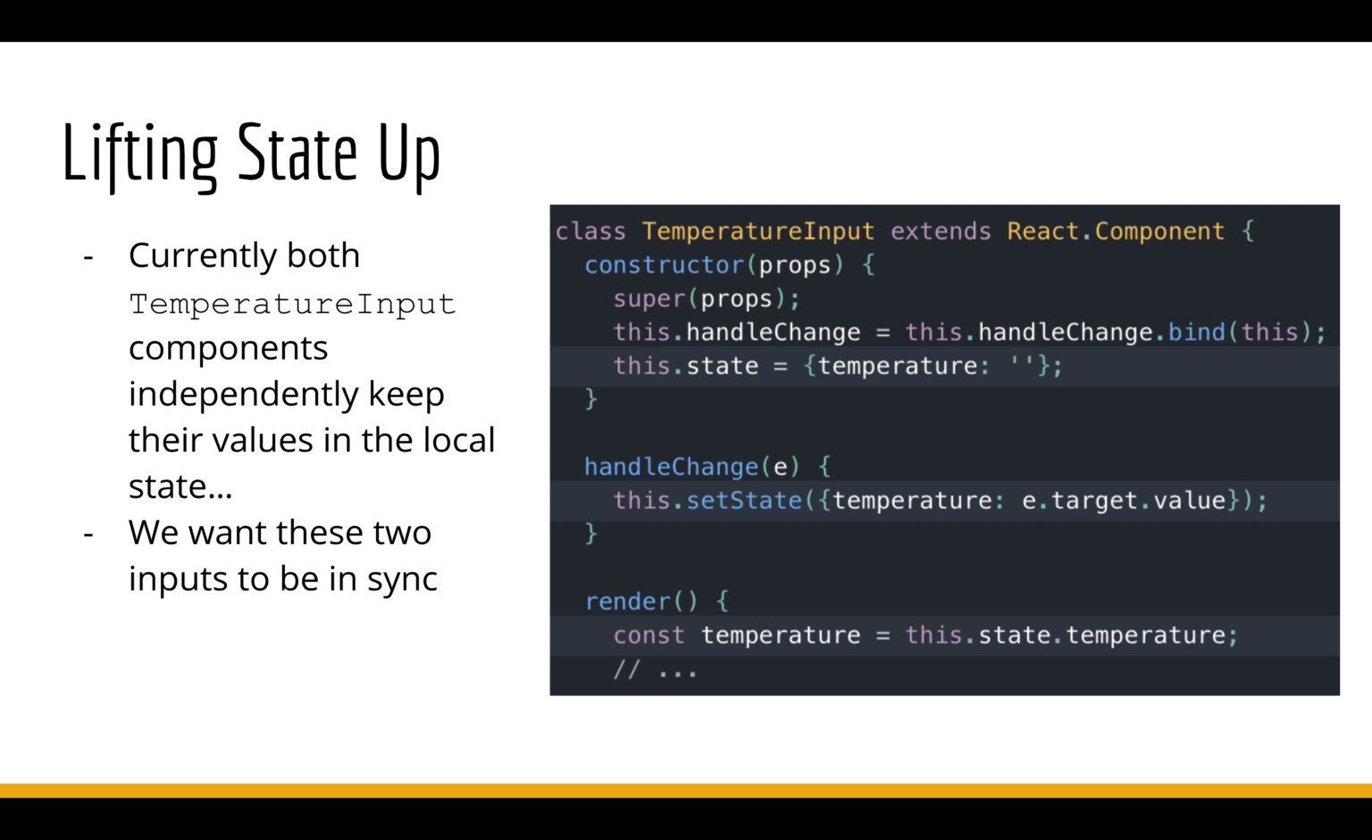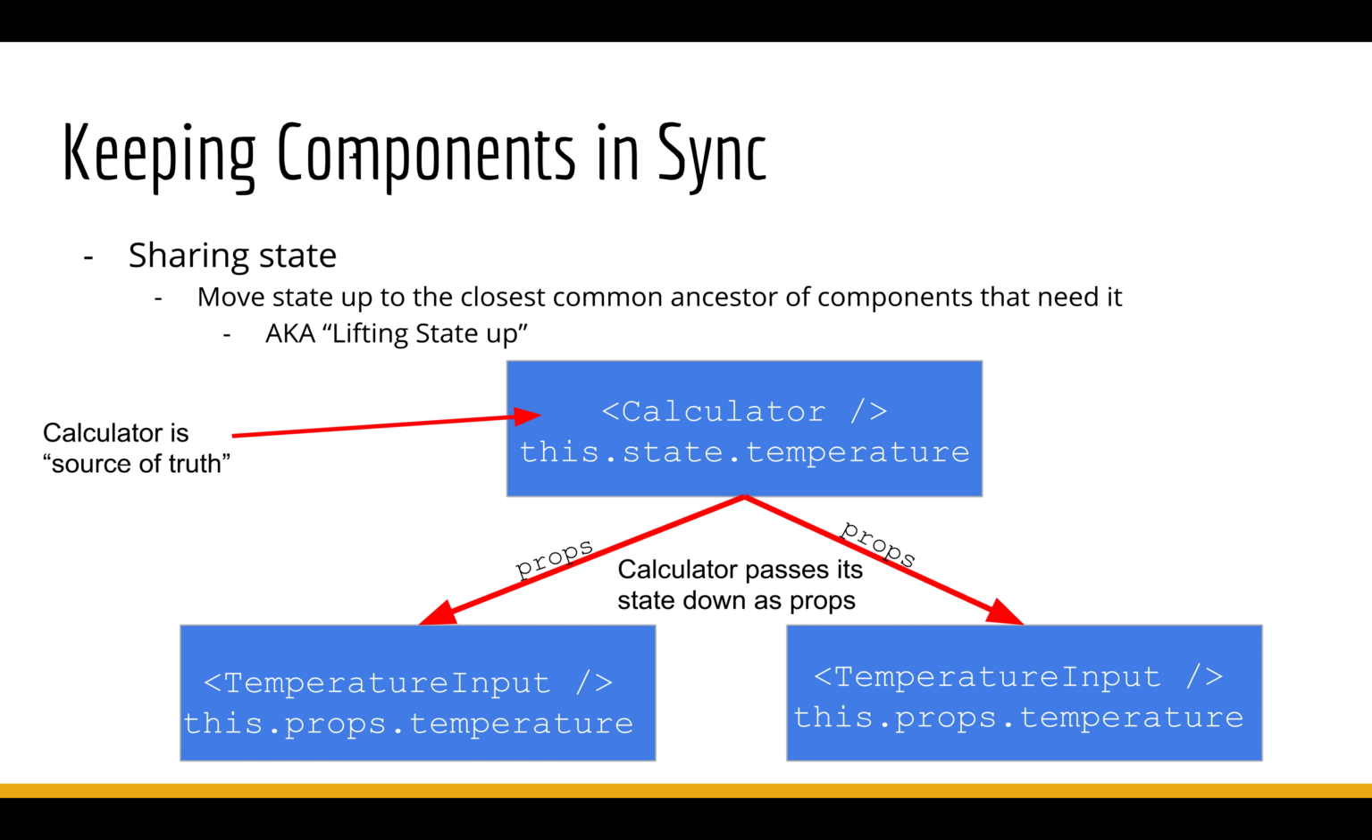Essentially, what we need to do to solve our problem is lift state up. The reason is that right now, if you remember, the calculator has two temperature inputs, and both are individually keeping track of their local state. So they're each individually keeping track of the temperature. This means it's impossible for them to be in sync, because they're each locally keeping track of the temperature. So like I said, the solution is going to be lifting the state up.